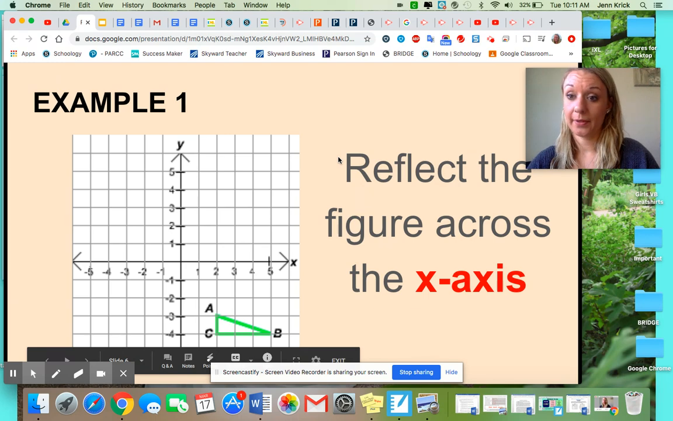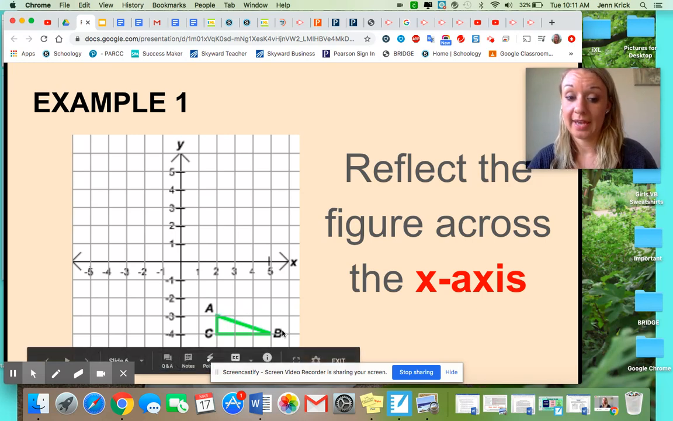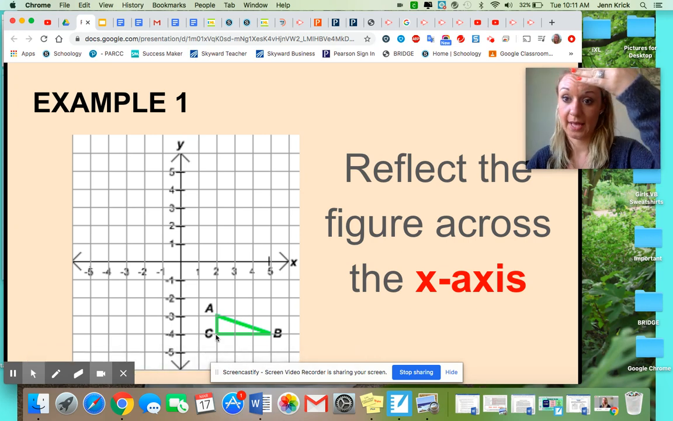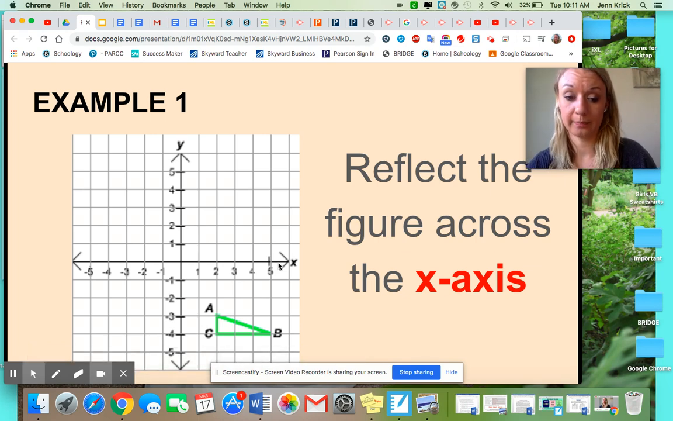Here's your first example. After I talk about this, you might want to pause the video, and you can even use your finger on the screen. You can just visually look at it. You're looking at triangle ABC. How would it look if you reflected over the x-axis? So remember, this is your x-axis right here. How would it look? Go ahead and pause the video, take a try.